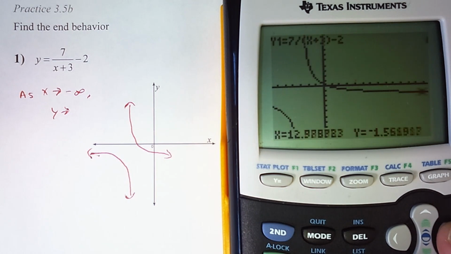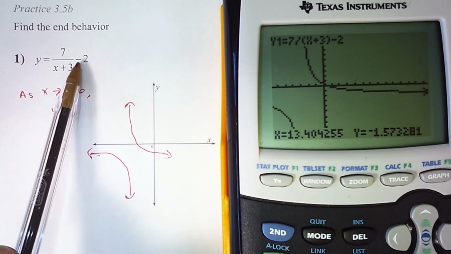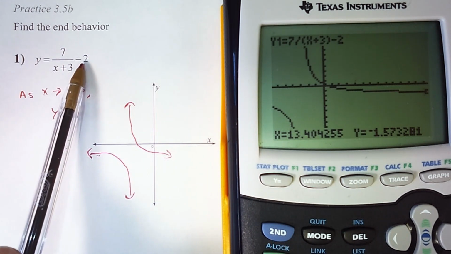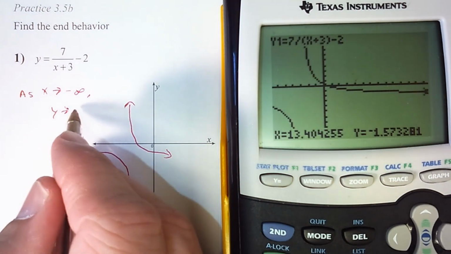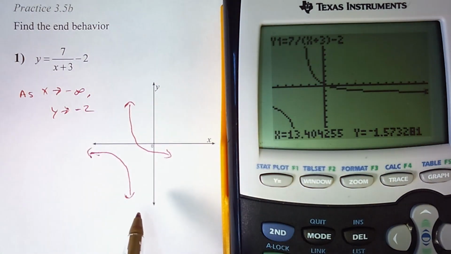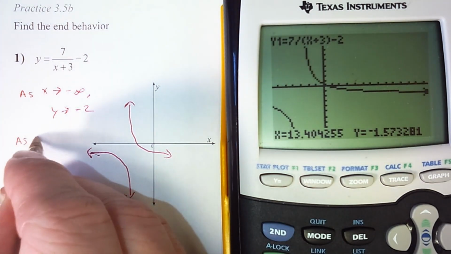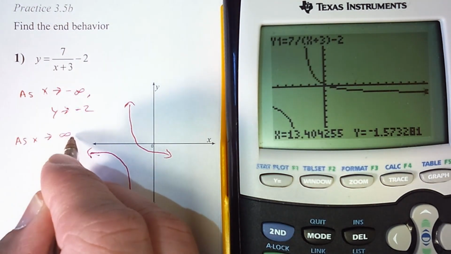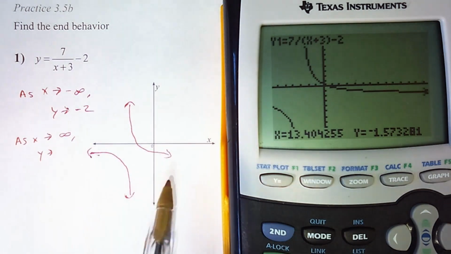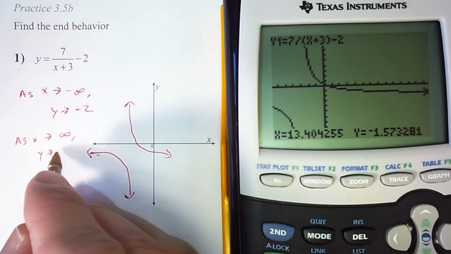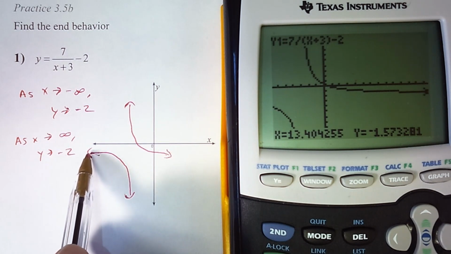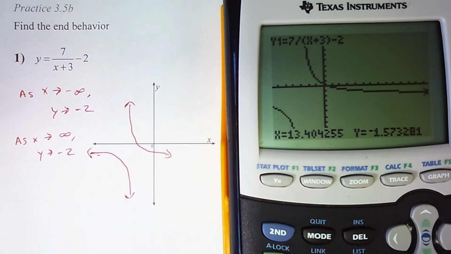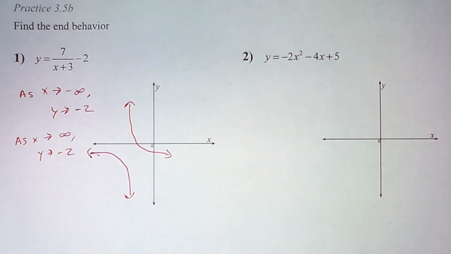Looks like what it's never going to reach is negative 2, and that actually makes sense because right here it's telling me that this graph is going to shift down 2. So the y value on the left here is approaching negative 2. On the right, as x approaches positive infinity, y is also approaching negative 2 on this side. The only difference is on the left it's approaching negative 2 from below, on the right it's approaching negative 2 from above.